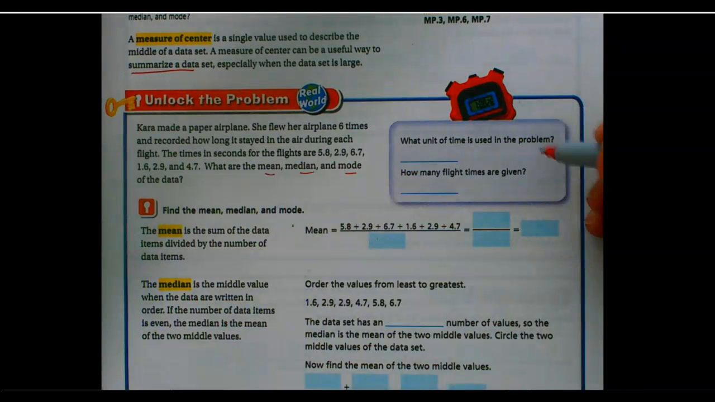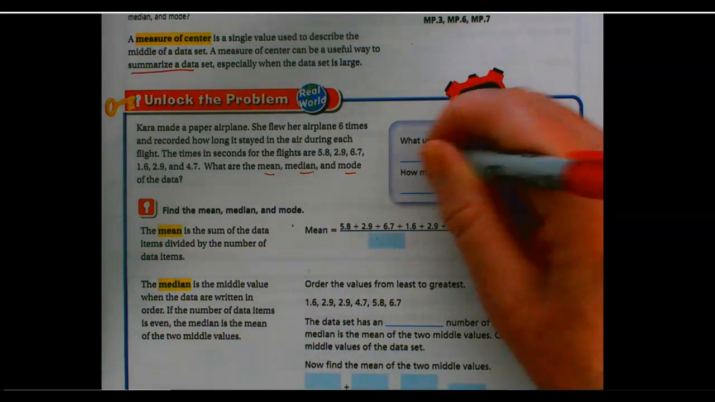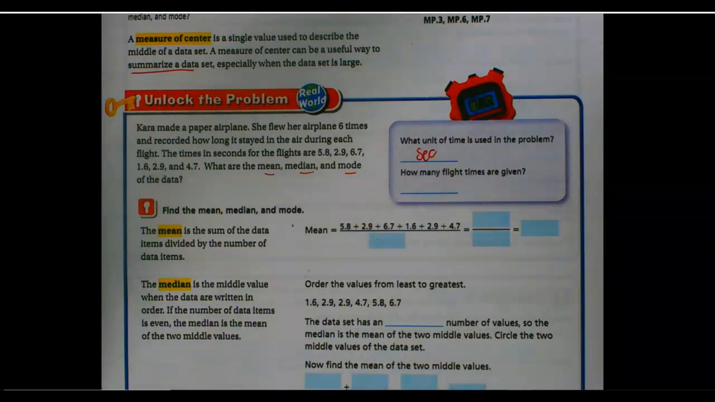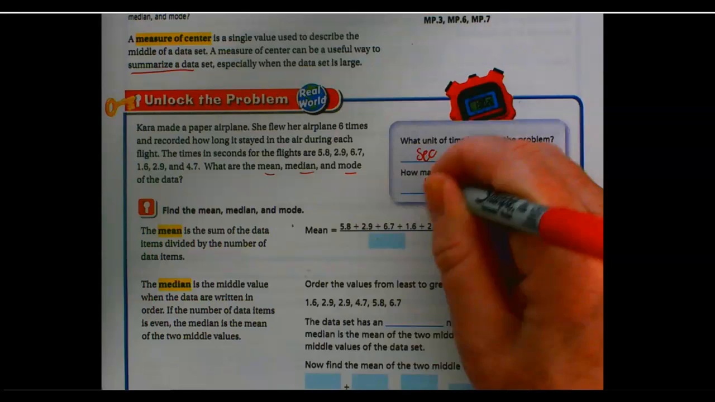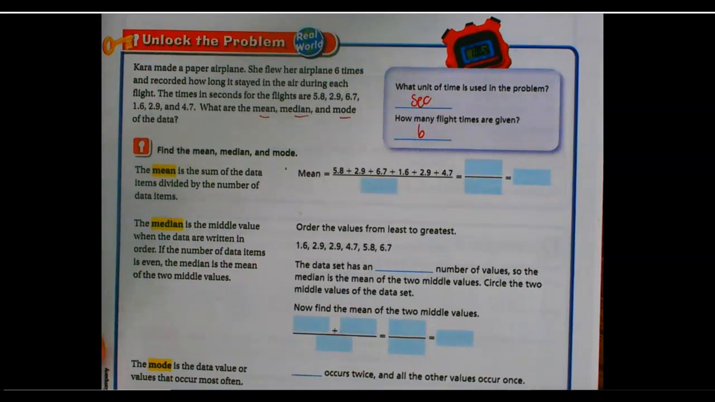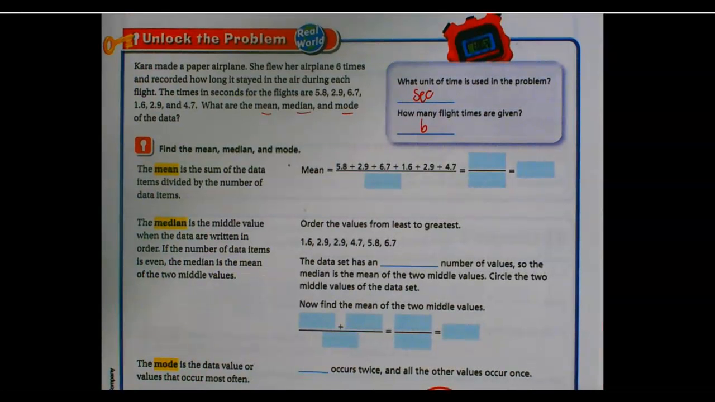Let's come over here first. What unit of time is used in the problem? It's going to be seconds. And then how many flights are given? 1, 2, 3. There are 6 flights. So let's get to the meat of it. We want to find the mean, median, and mode.